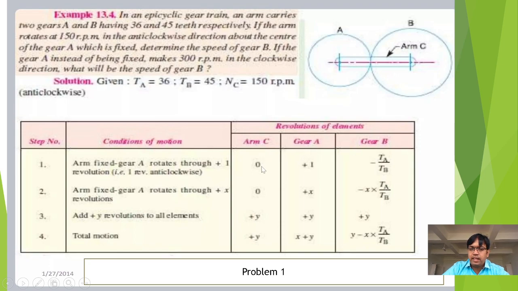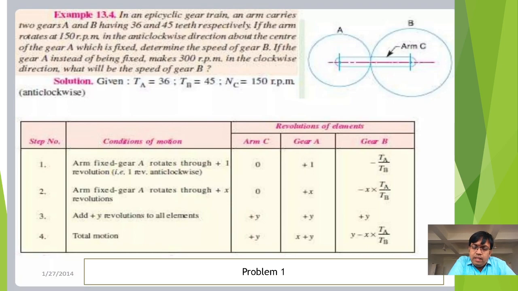For arm C, the number of revolutions is 0 because the arm is fixed. Fixed means it doesn't rotate. Therefore, the number of revolutions is 0. That is what we have assumed. And we assume that gear A is rotating in the anti-clockwise direction for 1 revolution. Therefore, the number of revolutions of gear A is +1.